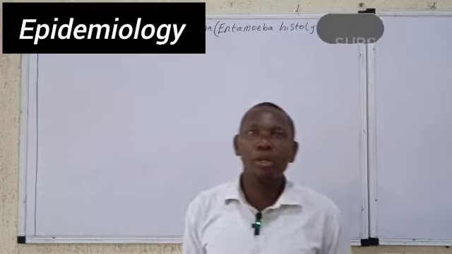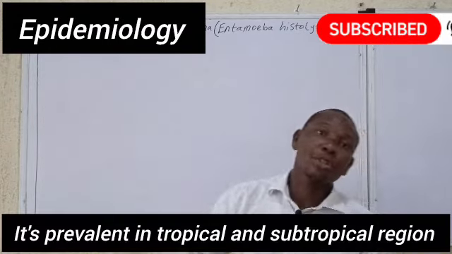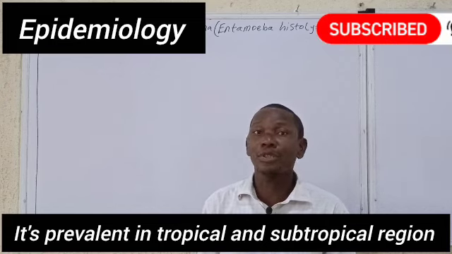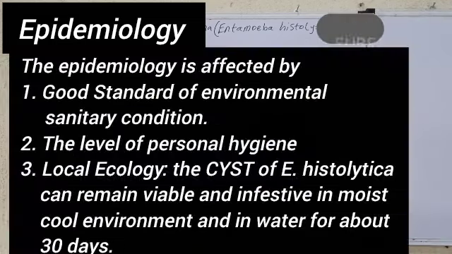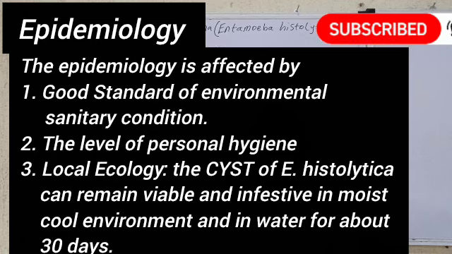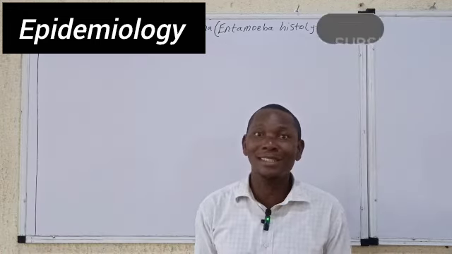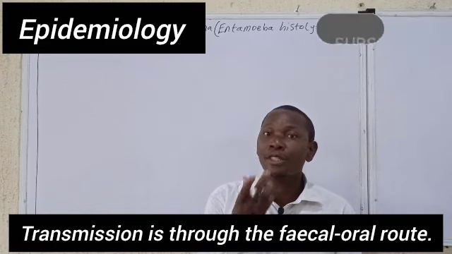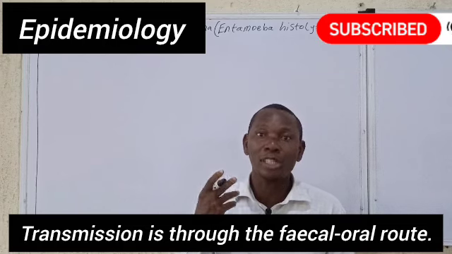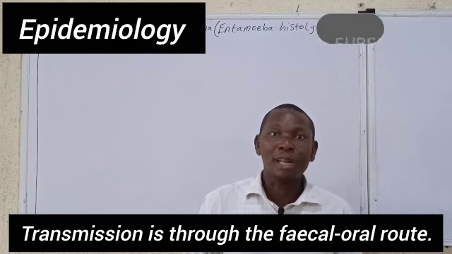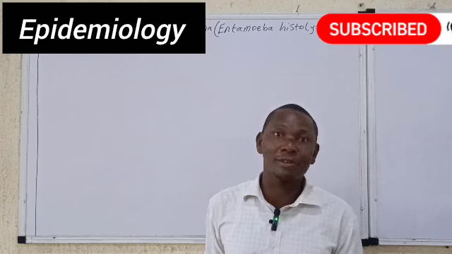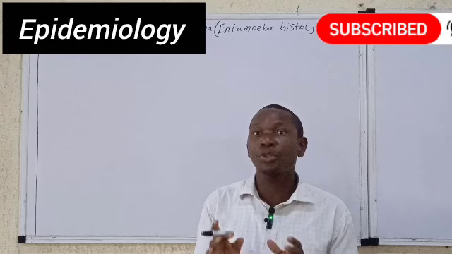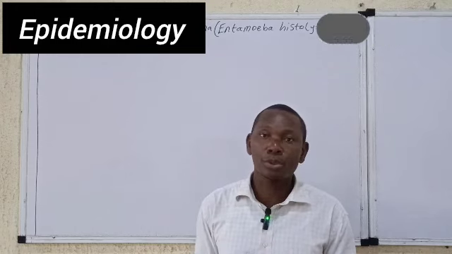Let's talk about the epidemiology of Entamoeba histolytica. It's a global disease, but it's more prevalent in tropical and subtropical regions. The spread is enhanced through poor hygienic conditions, and transmission is through the oral-fecal route. That means you can take it in through contaminated food and water, and the infected person normally passes it out through the fecal route. Please take note: the transmission is through the oral-fecal route.